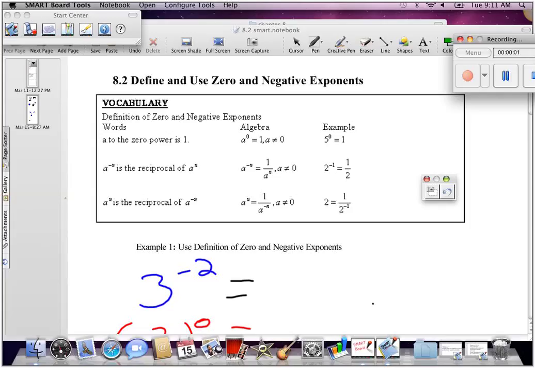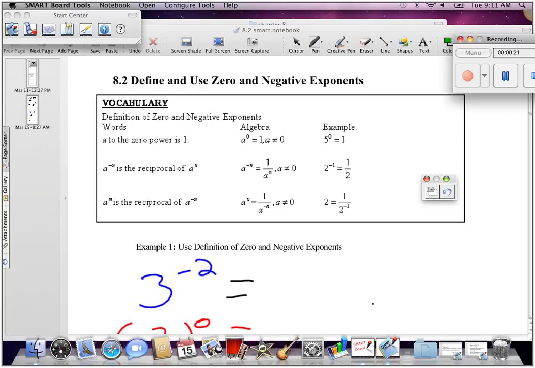A to the negative nth power. First thing you do is find the reciprocal. What's the reciprocal of A? It's really A over 1, right? What's the reciprocal of A over 1? Flip it over. It's 1 over A. Whenever you flip it over, whenever you choose to make the reciprocal, then your exponent becomes positive.